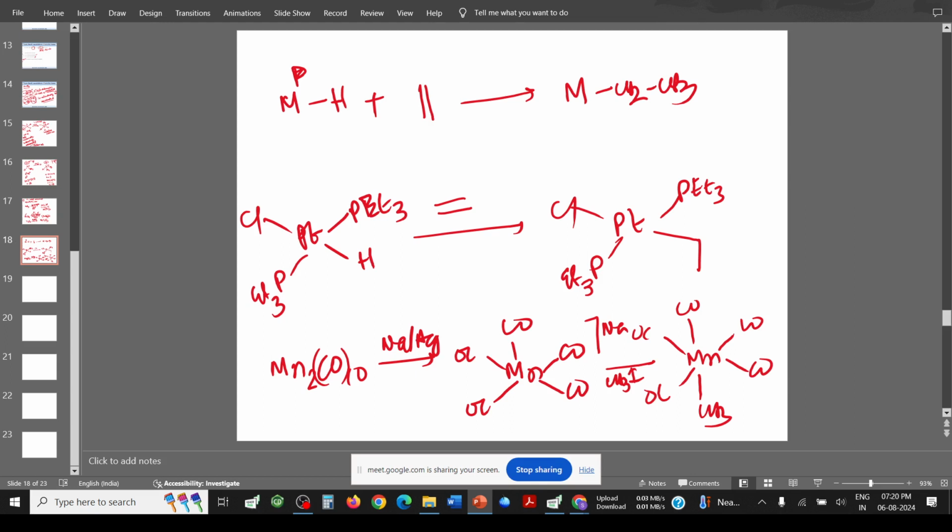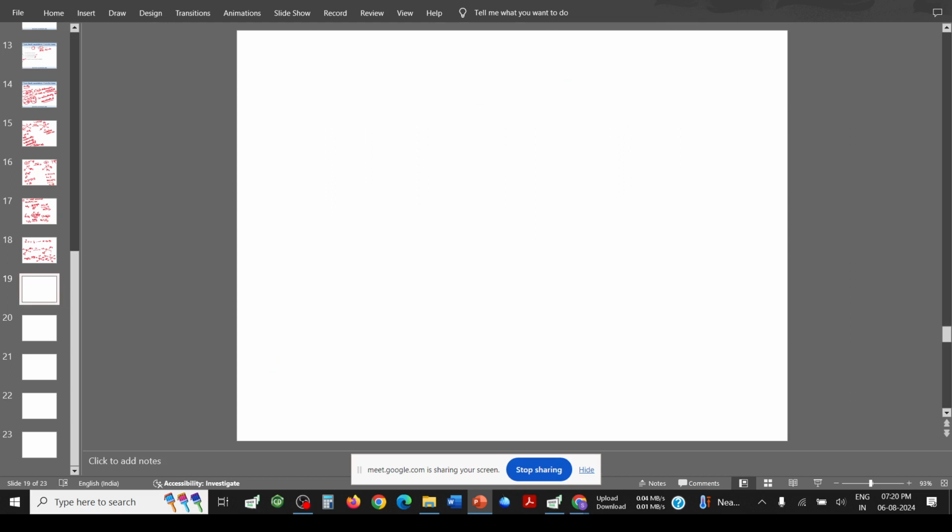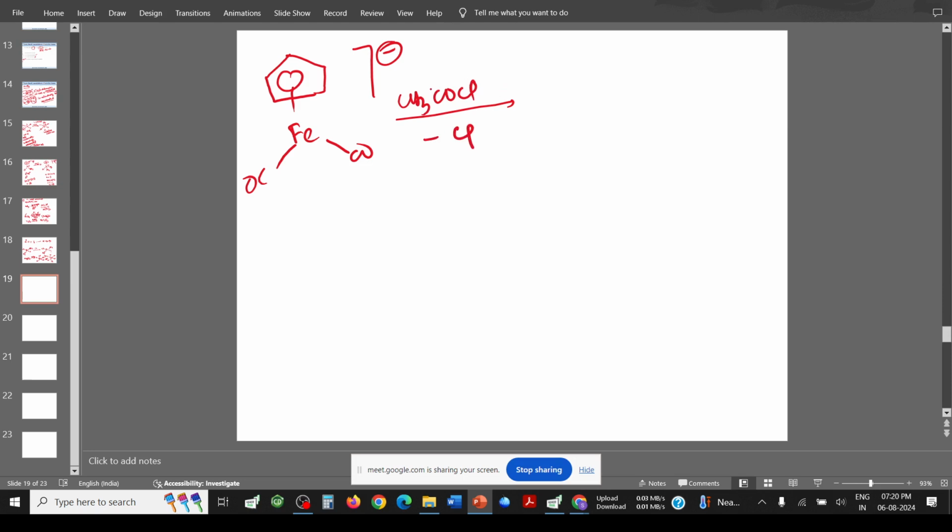Another very important example is the acylation reaction for the synthesis of metal bound alkyl complexes. So here we have our Fe CO minus. In presence of acyl chloride, the Cl minus leaves and this acyl group, H3CCO group, attaches to the metal center.